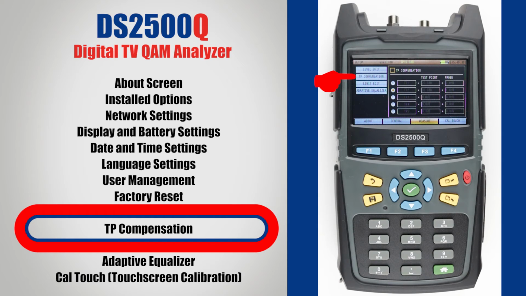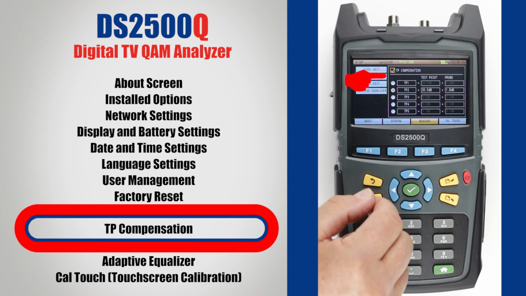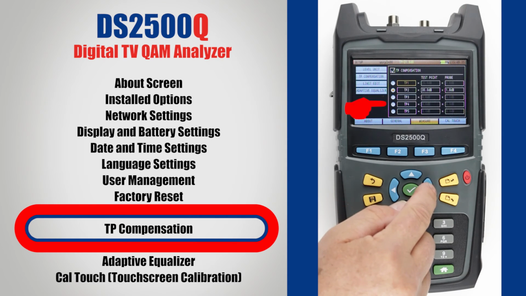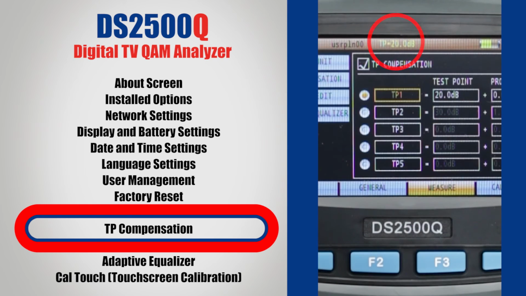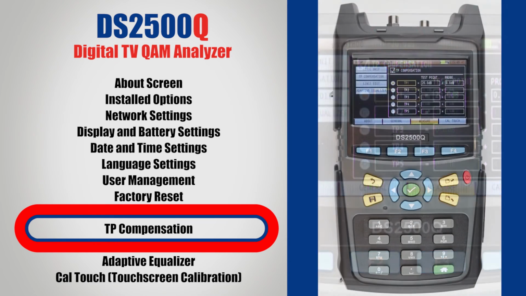Each of the 5 selections allows you to enter a value for the test point and probe, or cable, or both. When the TP compensation function is enabled at the top, select one of the 5 choices that matches what you're measuring in the field. The selection will appear at the top of the status bar on the meter in yellow.